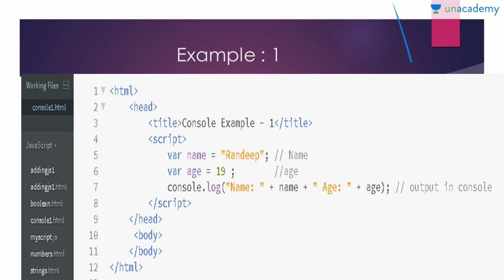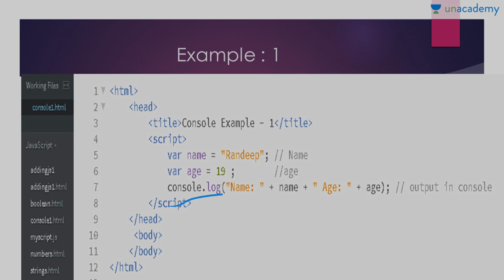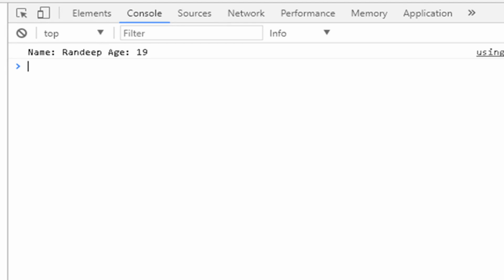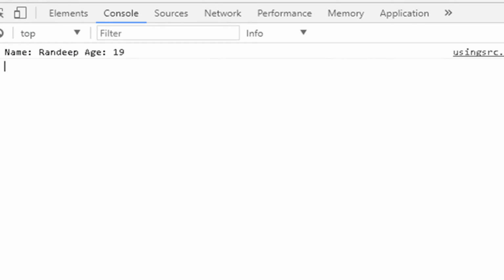I'll simply write console.log, and after that I'll provide the arguments. The console.log means whatever value you write in the argument will be printed in our console, right? Now here you can see the output will look something like this. So let us examine the output. Here in the output you can see first it's showing name, and a colon.